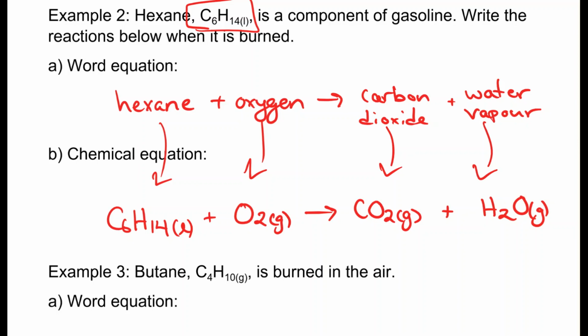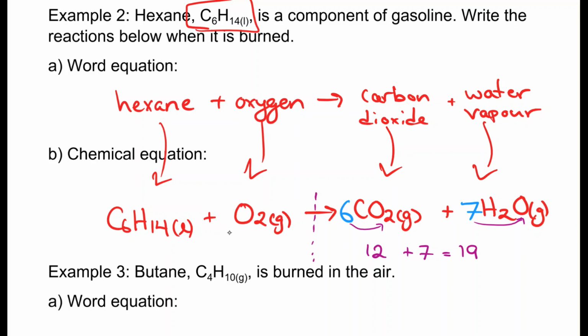Okay, again, we balance this reaction. Carbons first, then hydrogens, then oxygens. 6 carbons, 6 carbons. 14 hydrogens. How do I make 14 out of groups of 2? With 7 groups of 2. Then we're going to take our oxygens. So 6 times 2 is 12, plus 7 times 1 is 7. That's going to give us 19 oxygens. How do we make 19 oxygens?